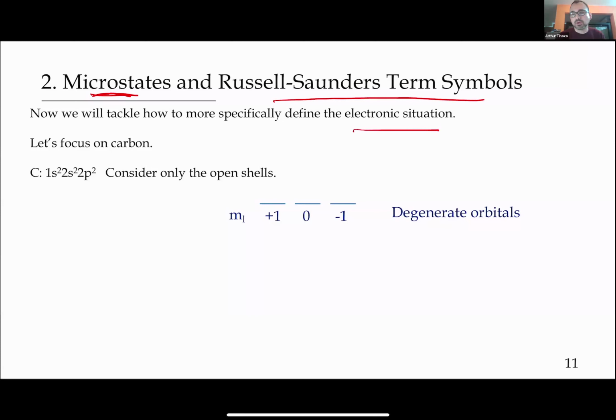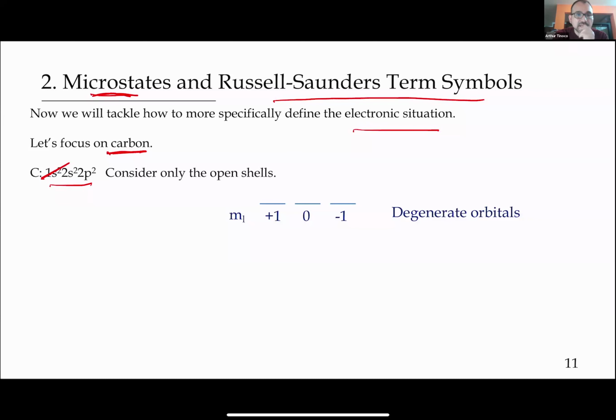Okay, so let's look at an example, something more tangible that you can actually understand. We're going to focus on carbon. In terms of its electron configuration, you may not have your periodic tables right in front of you, so I'm cheating right here. The electron configuration is 1s2, 2s2, 2p2. Immediately we're going to knock out the core orbital, because this is focused on the valence orbitals.